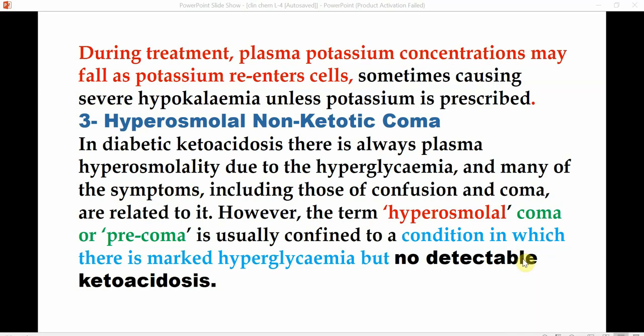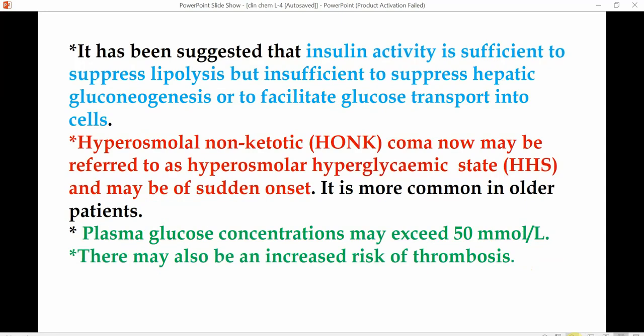The third acute complication of diabetes mellitus is hyperosmolar non-ketotic coma, and this type of complication is mostly detected in type 2 diabetic patients, which is not associated with ketosis because there is insulin in type 2 diabetes which would act to inhibit lipolysis.